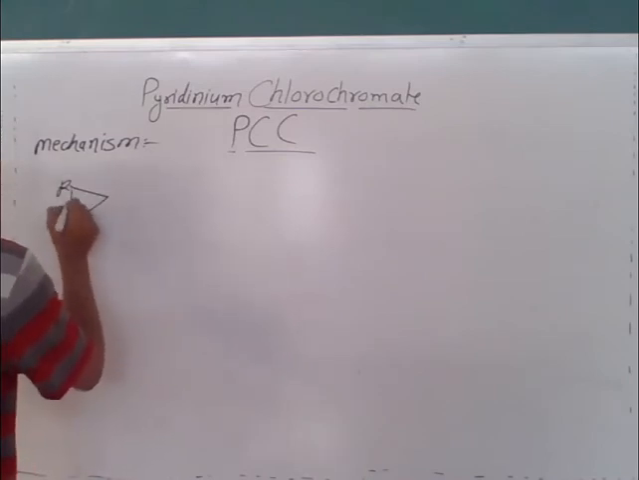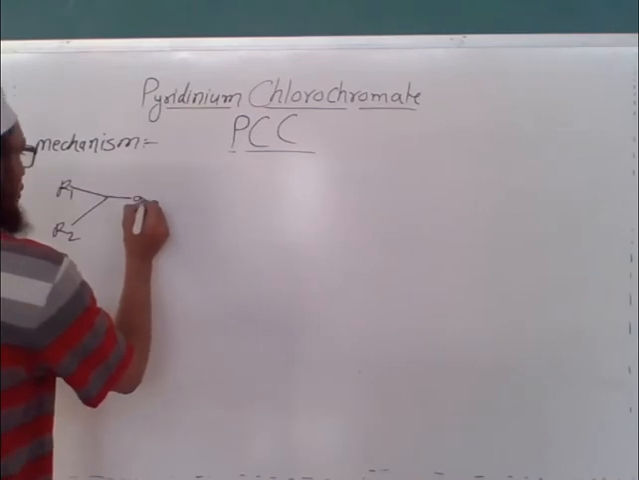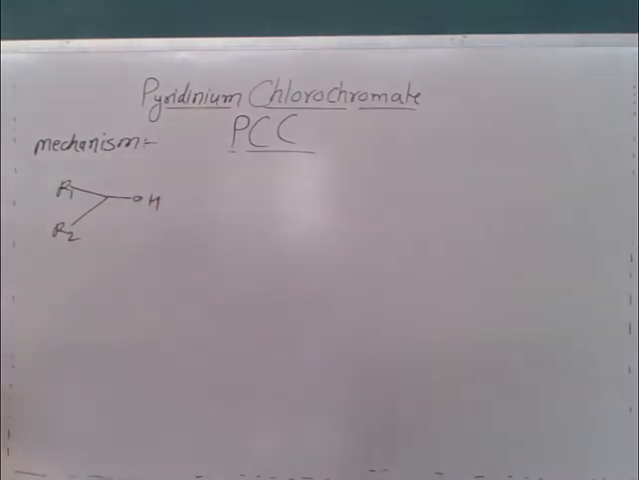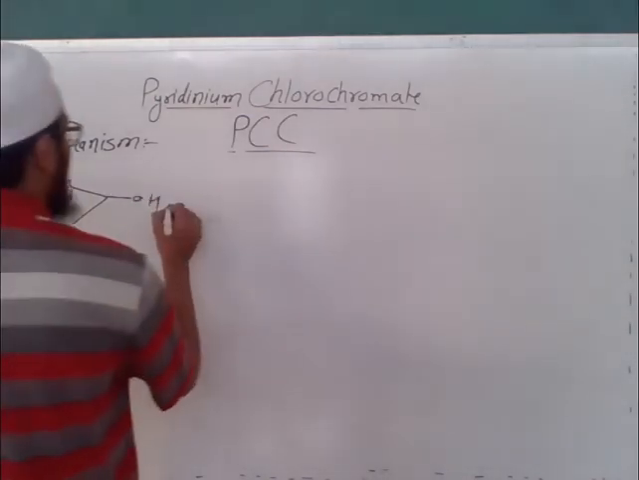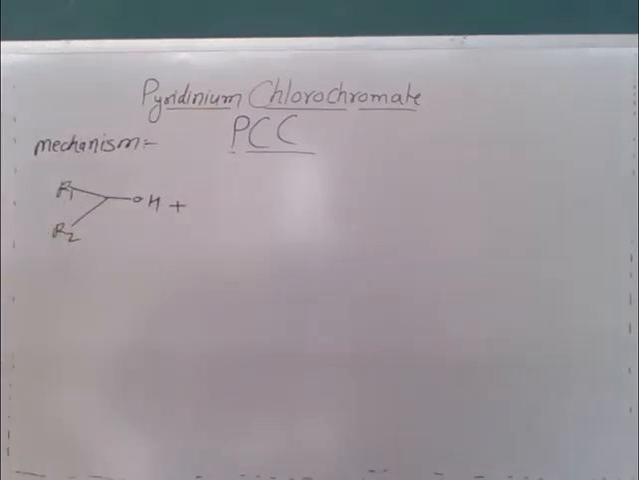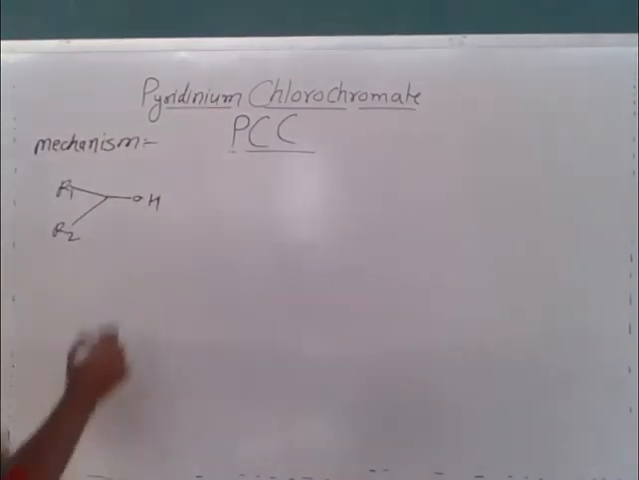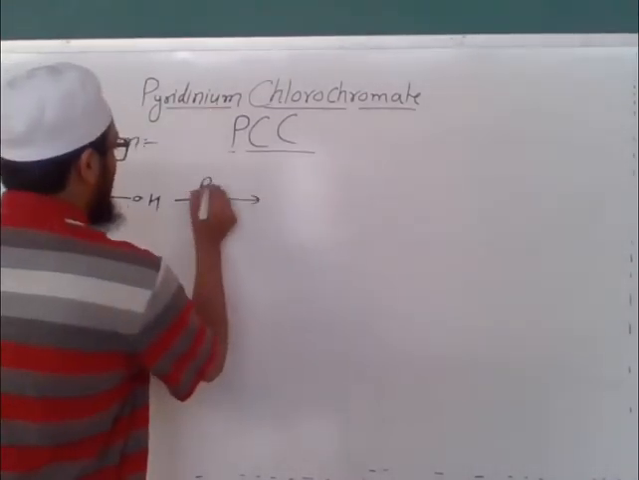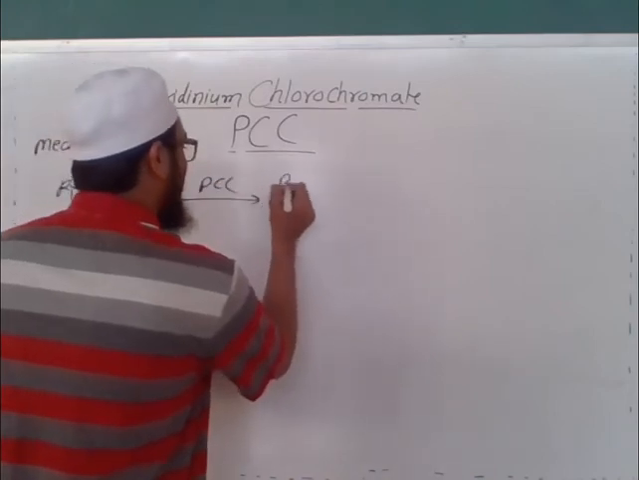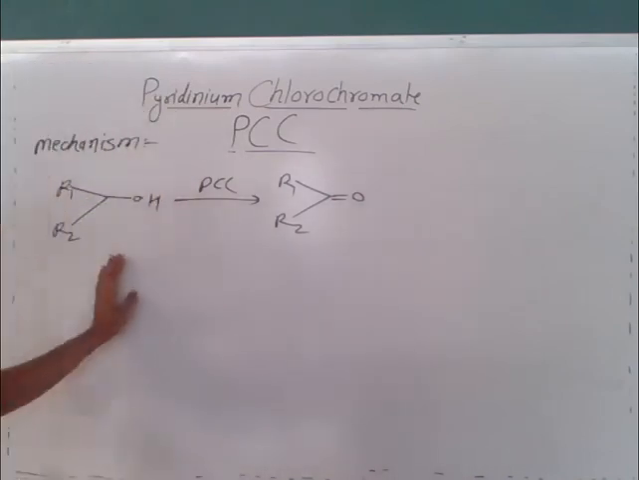This is our R1, R2 and OH. This is our secondary alcohol. I will react it with PCC. So let me write it in short so that we'll get more space for our mechanism. I will write PCC here, and what we'll get is a ketone, R1 R2 double bond O.